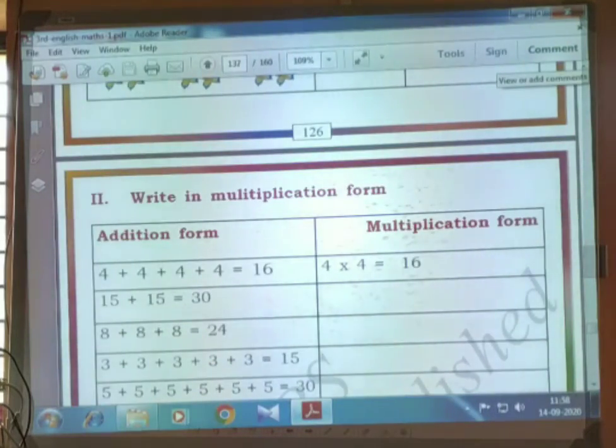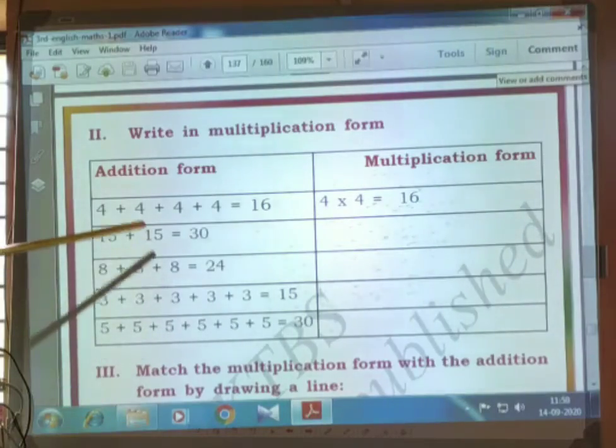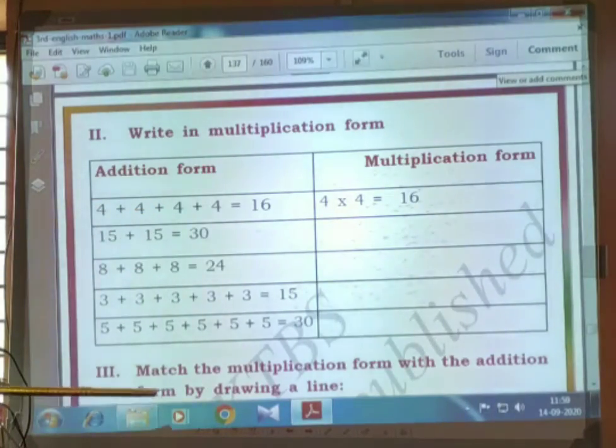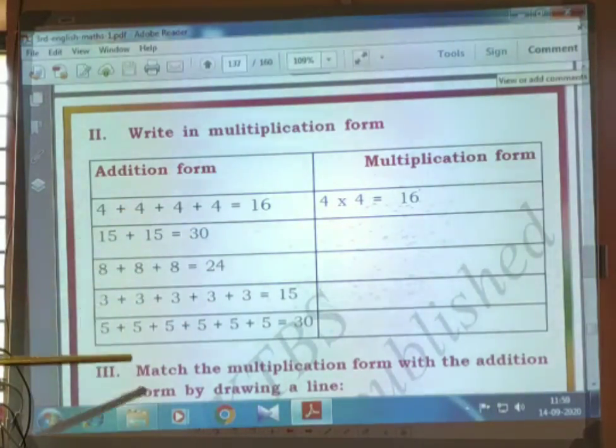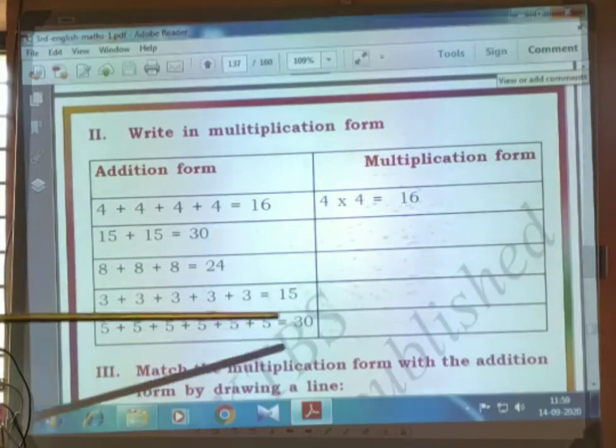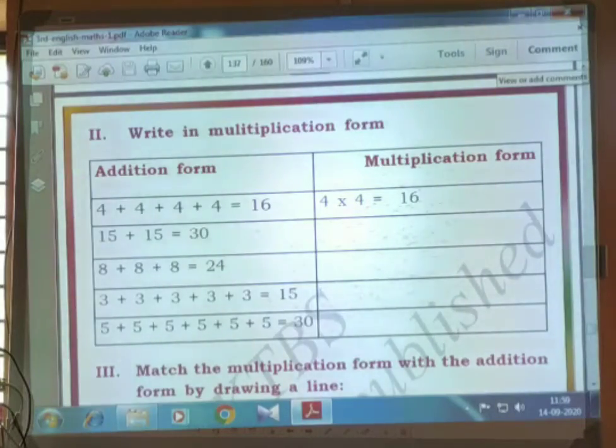Another, write in multiplication form. They have done the addition form. You have to write the multiplication form. 4 is how many times added? 4 times. 4 into 4 is equal to 16. 15 is how many times added? 2 times. 15 into 2 is equal to 30. 8 is 3 times added. 8 into 3 is equal to 24. 3 is 5 times added. 3 into 5 is equal to 15. 5 is 6 times added. 5 into 6 is equal to 30.